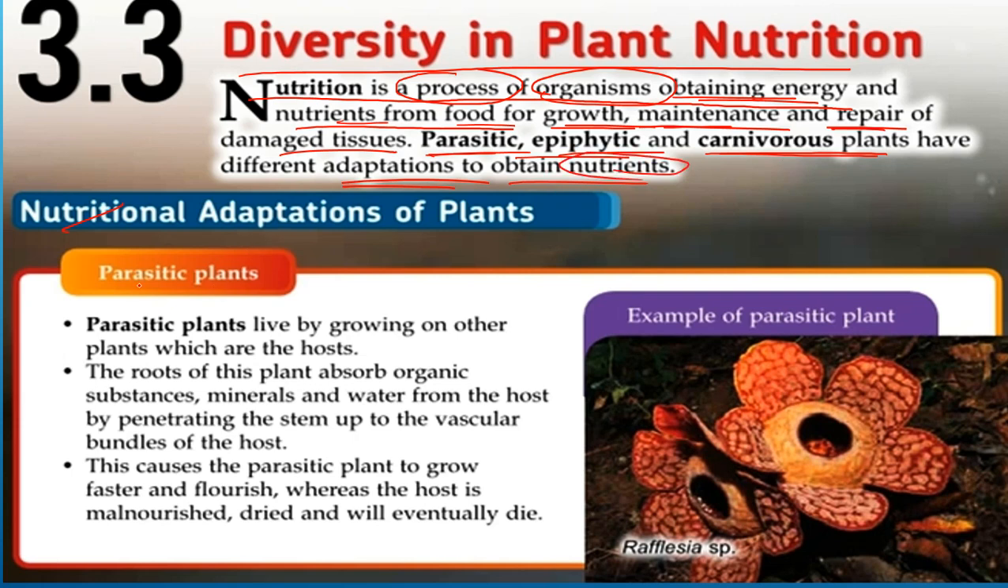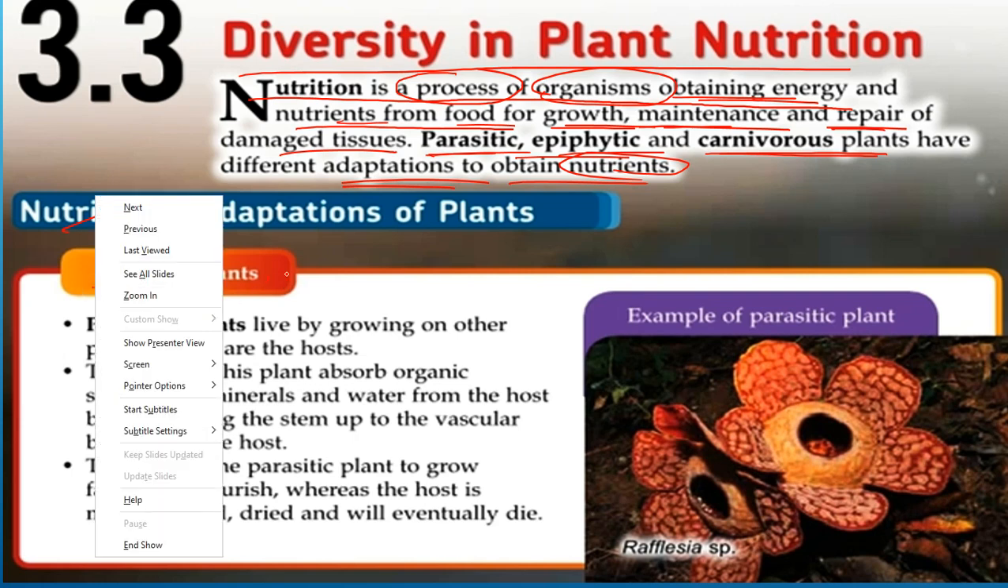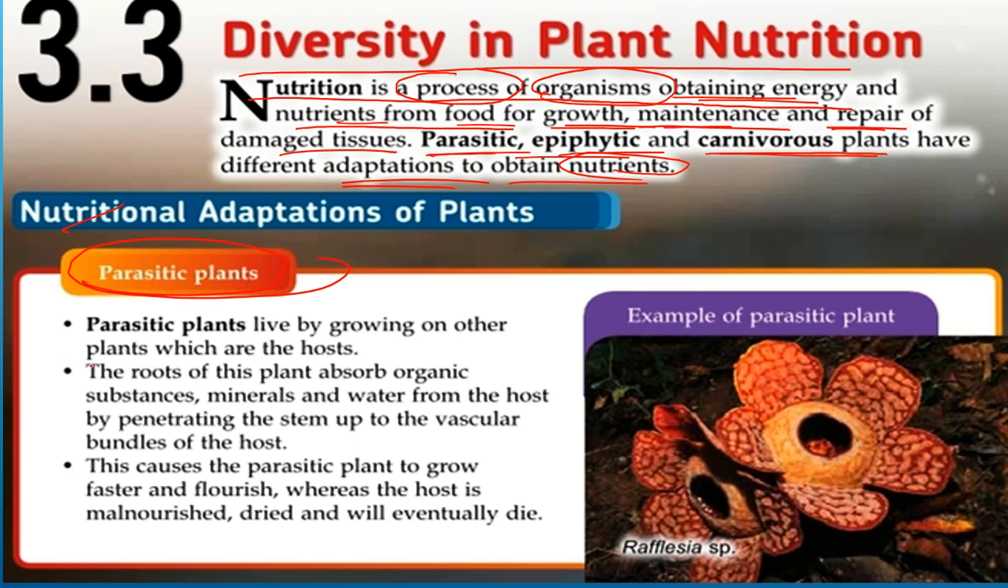Okay, so the first one is parasitic plant. Parasitic plant, tumbuhan parasita, live by growing on other plants which are the host. Okay, macam inilah, for example, Rafflesia. Rafflesia di sini dia tumbuh dengan cara dia tumbuh pada other plants lah. Jadi other plants itu kita panggil host, perumah host. Okay, the roots of these plants absorb organic substance, mineral, and water from the host by penetrating the stem up to the vascular bundle of the host.